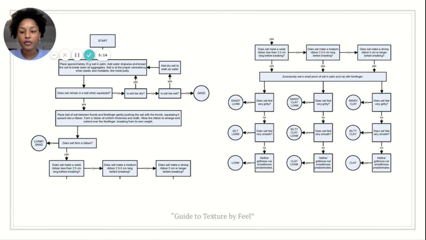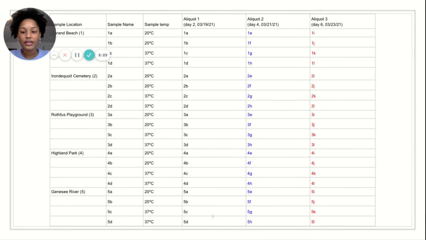This is the flowchart that I used to determine soil type. It's from the USDA, and it's titled Guide to Texture by Feel. This is an example of how I organized my sample names and picked which samples to keep at 20 degrees Celsius and which samples to keep at 37 degrees Celsius. It also lists what day I took the aliquots and what I named the aliquots.